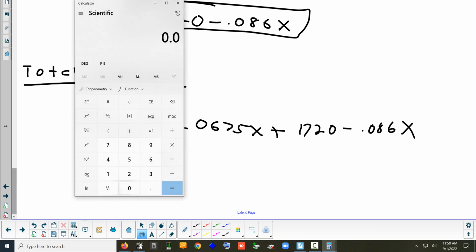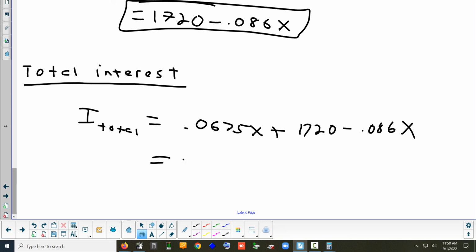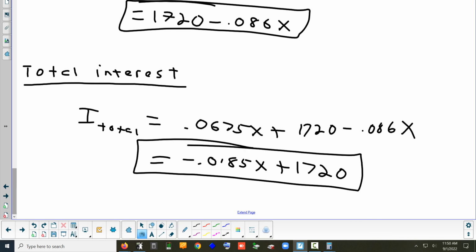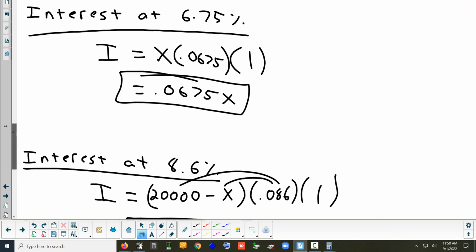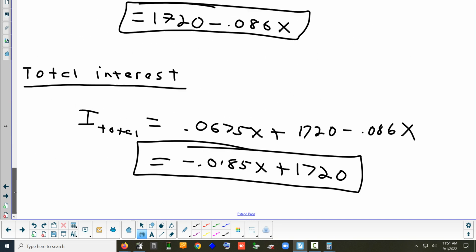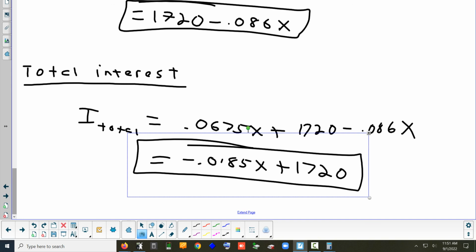All right, we can combine some like terms. So we've got 0.0675 minus 0.086. That's negative 0.0185x plus 1720. So there is a formula that if you tell me how much money he invested at 6.75%, I can fill it in for X and tell you how much money he made in interest. We're going to do a calculation with that formula in a minute, but any question on how we got that?